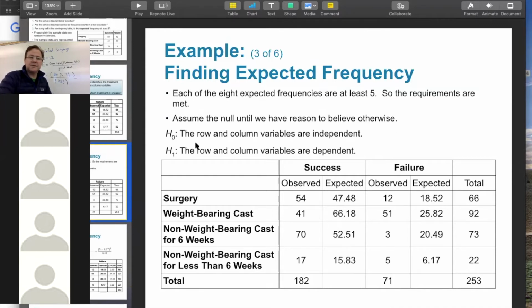The null hypothesis will always be row and column variables are independent. The alternative is that the row and column variables are dependent.